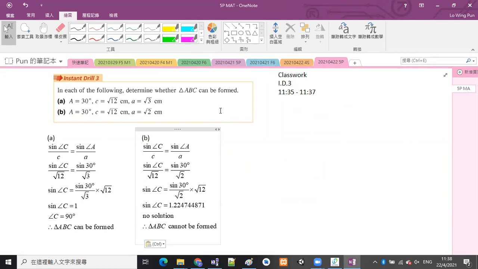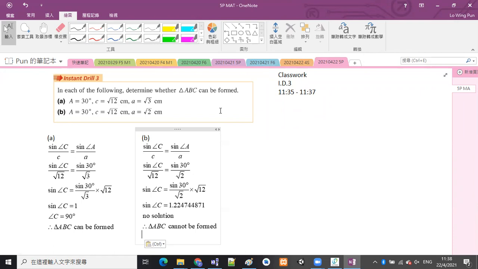First, do you realize that we are going to find angle C? Only angle C can be found, right? So our aim is to find angle C from the sine formula. I put sine angle C on top left, and then all the other three parts are given. You can multiply the root 12 to the right, and for part A, the right hand side is calculated to be equal to 1.